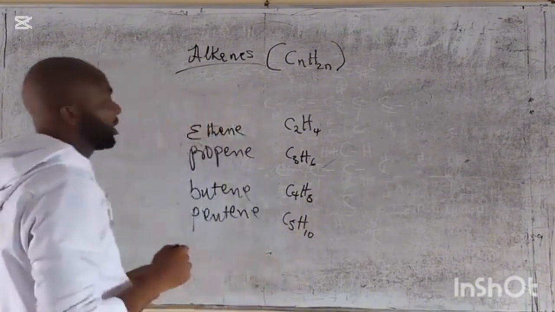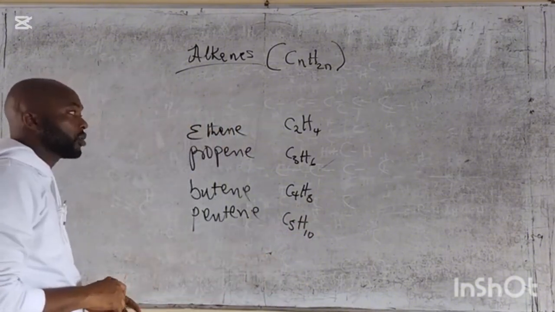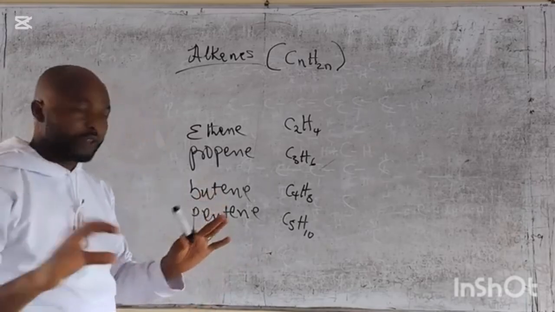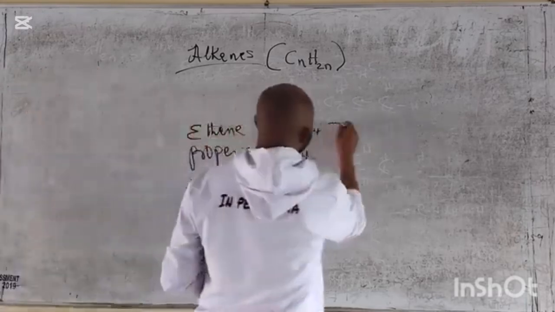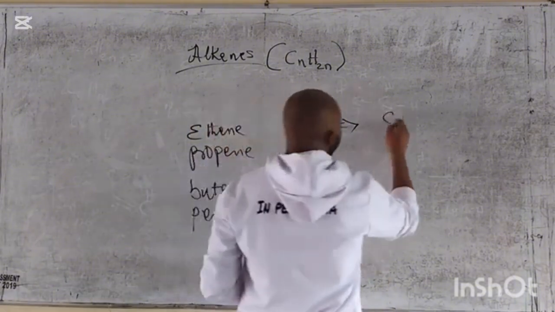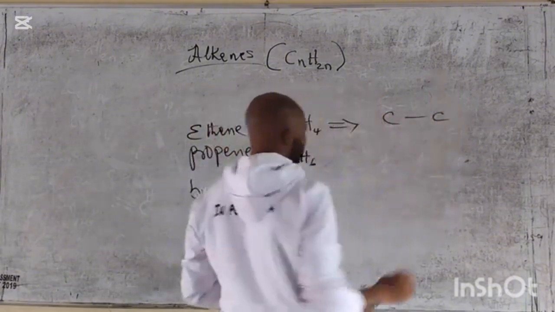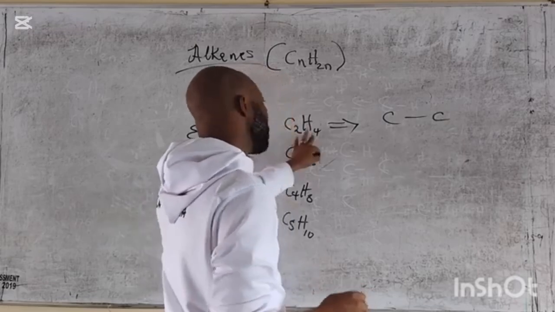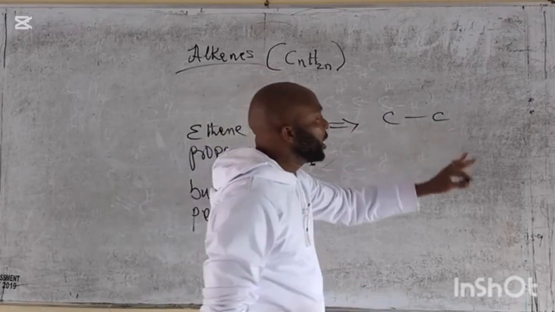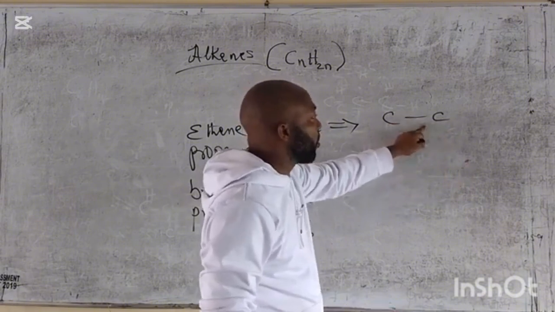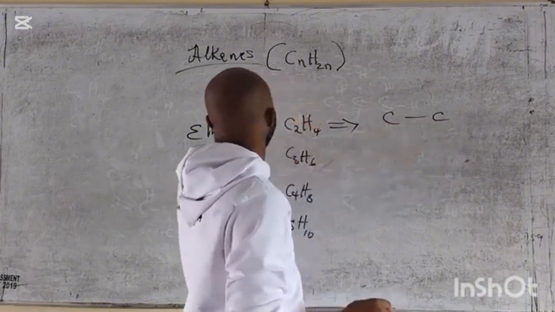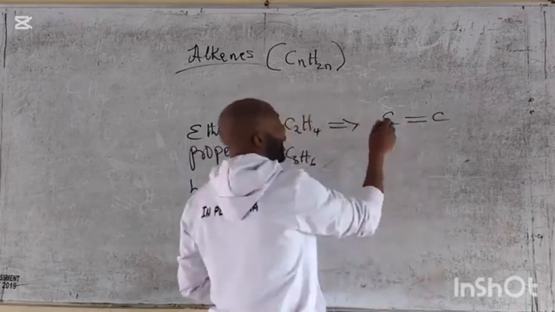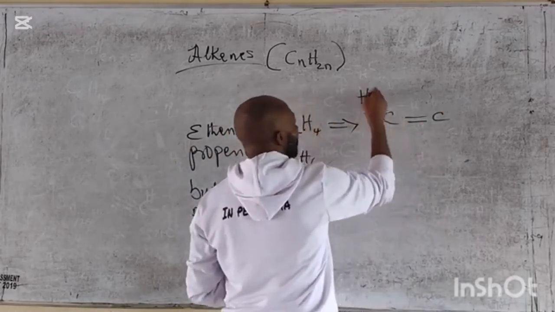Now, let us see how we draw their structures to show that this is ethene, propene, butene. We say they are unsaturated, they have double bonds between their carbon atoms. Let us move further and see that. 1, 2. Now, I have 4 hydrogen atoms surrounding it. In our case of alkanes, which are saturated, this is single bonded. But in ethene, it is double bonded. So if it is double bonded, the hydrogen will be placed this way.